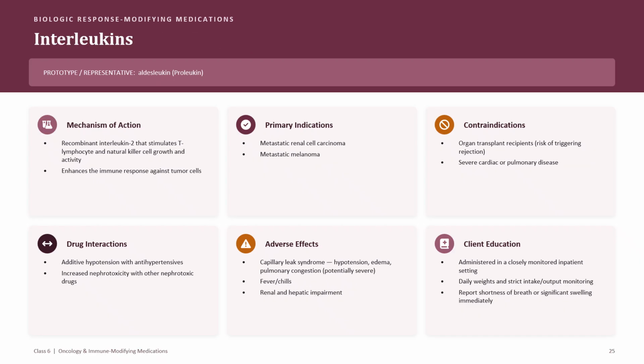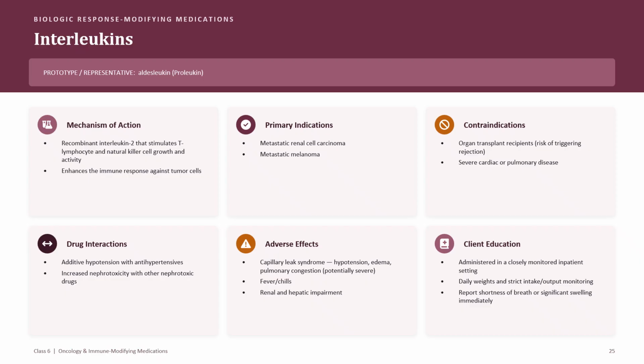Okay, so moving into the interleukins. So the prototype medication, aldesleukin, it's a recombinant interleukin 2. So it's a substance your body makes naturally, but it's given at like a pharmacological dose to help rev up your T cells and natural killer cells against tumors, specifically in metastatic renal cell carcinoma and melanoma.